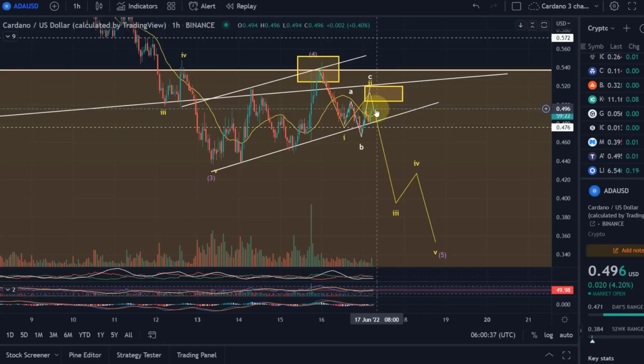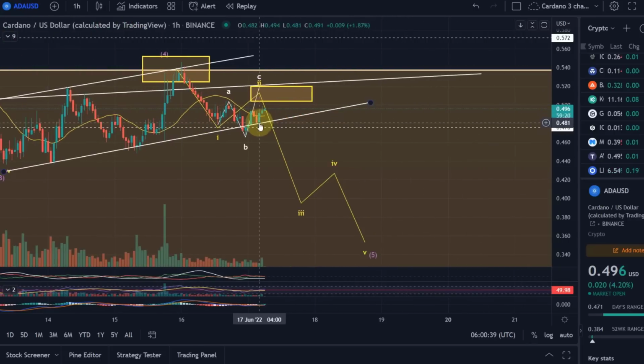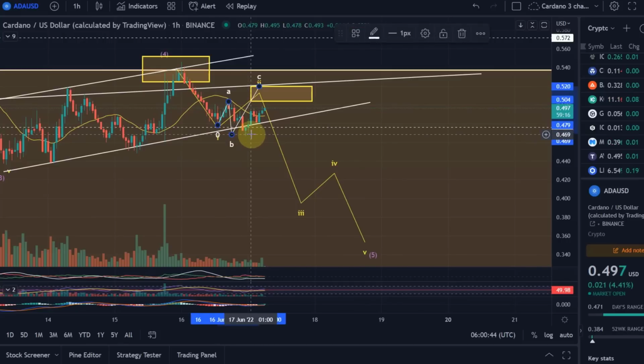And then confirmation that the wave 2 is really over, I think, will only be obtained below the wave B low, and that was here at 46.7 cents. We would need to get below that level to really finish off the wave 2. Any move below a swing low would give a good indication that the wave 2 is over, but the wave B low would be very, very relevant.